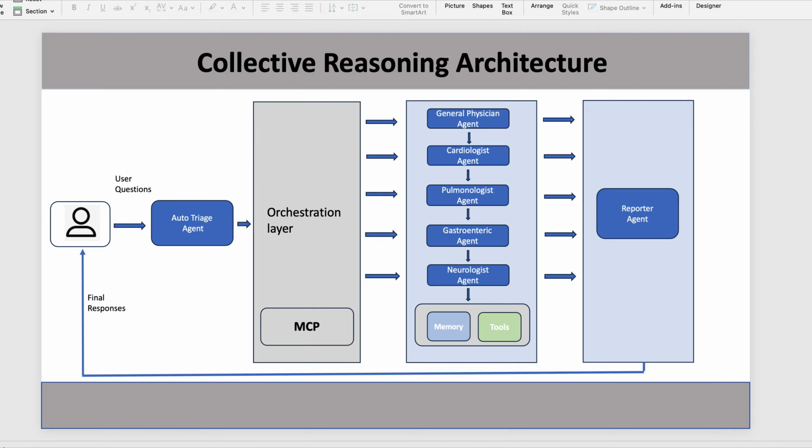Finally, the reporter agent: once the doctors agree, the reporter agent puts everything together into one clear, easy to understand answer for the patient.